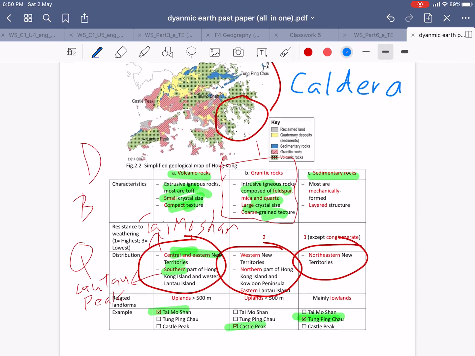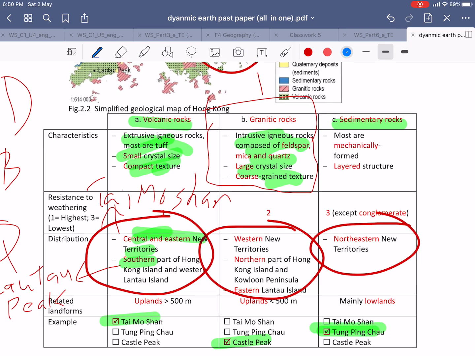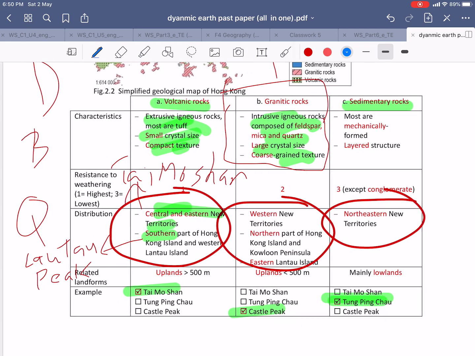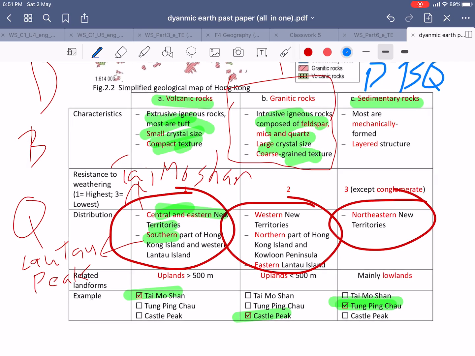Okay, so in general, what should we do if we are going to generalize different types of rock? As you can see here, okay, bear in mind, the table that I have shown you later, this table is very important to help you get a higher mark in DSE. So please memorize these. Volcanic rock, granitic rock, and also sedimentary rock, their characteristics, distribution, and also the related landform. This is very important. Okay, so let's start with the volcanic rock.